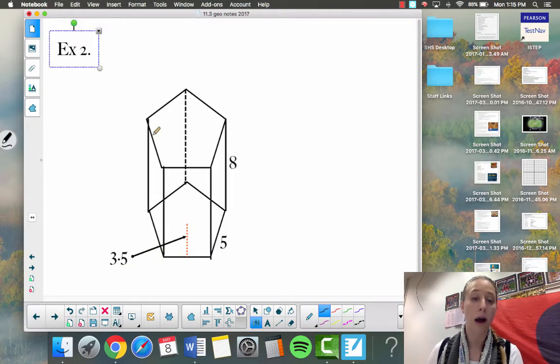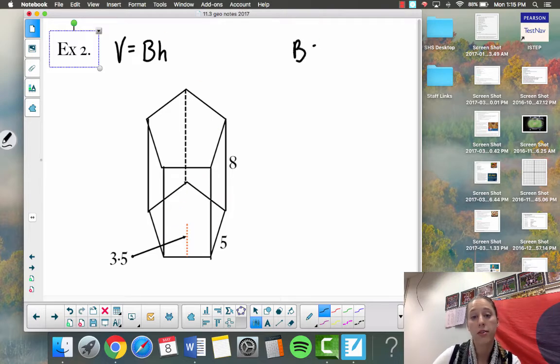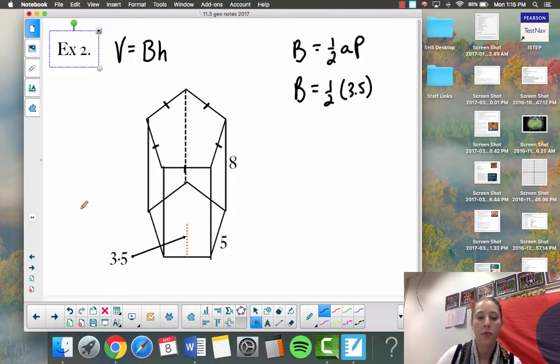This is an example where we've got a pentagon, and we're going to find the volume. Volume is area of the base times the height. So how do we find the area of a pentagon? Well, the base area is 1/2 the apothem times perimeter. We're assuming that this is a regular polygon; they'll tell you that, or they'll mark it. We already know the apothem, it's the orange dotted line. So the area of the base is 1/2 times 3.5 times the perimeter, and for the perimeter we just take 5 times 5 because there are 5 sides, so we get 25.